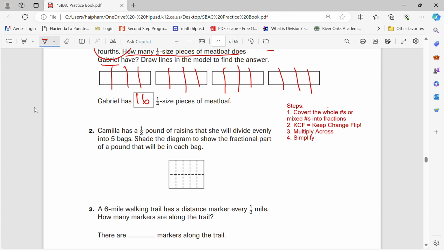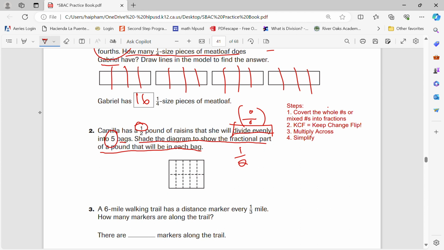Camila has a 1/2 pound of raisins that she will divide evenly. Again, we're dividing into 5 bags. Shade the diagram to show the fractional part of a pound that will be in each bag. So here we are starting with just 1/2 pound. Then we will cut that into 5 parts, okay? And we need to make 5 bags out of 1/2 pound.